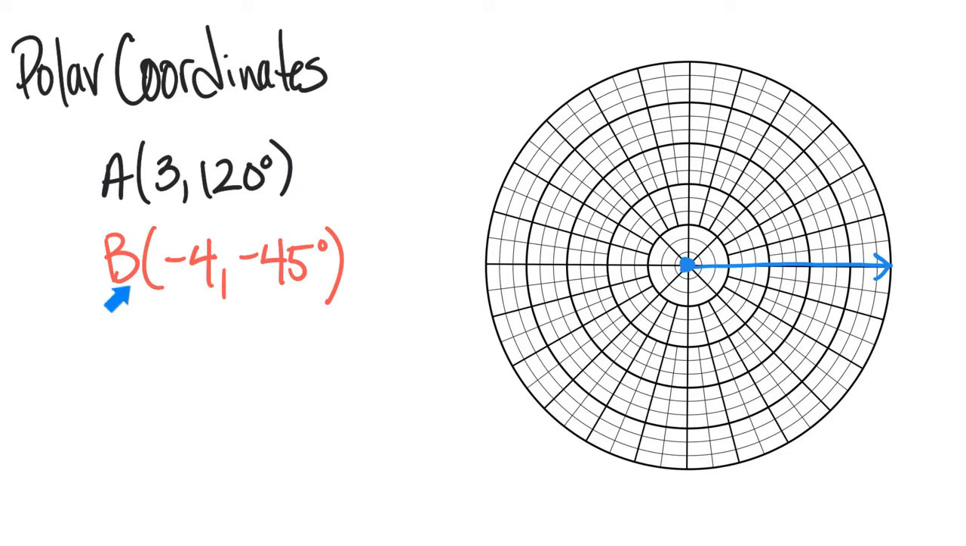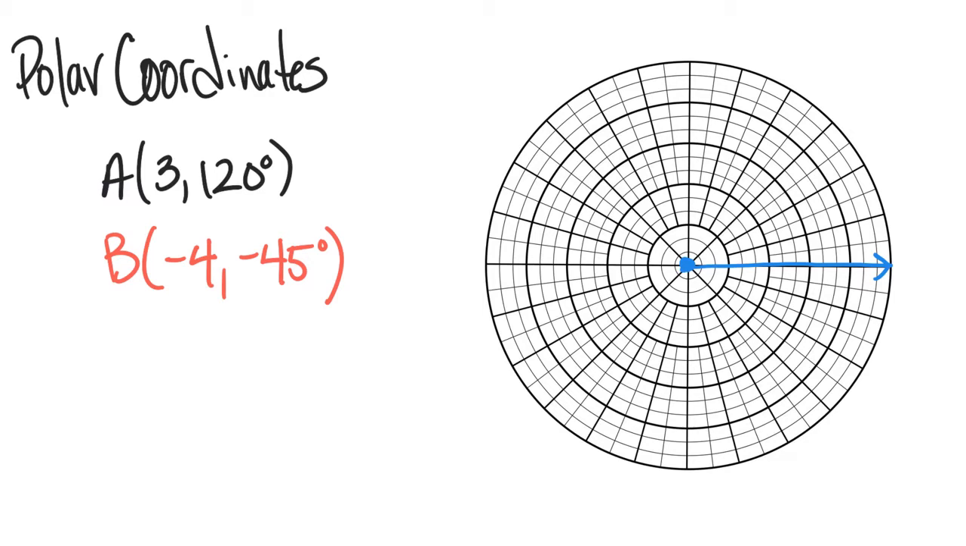In the other case, B has a negative radius and a negative angle. If I turn clockwise and go around this direction, I'm going to get negative angles. If I have a negative radius, I'm going to turn to a particular angle measurement and then go backwards, away from the direction it's pointing, to find the point. To demonstrate, we're going to plot both of these points.